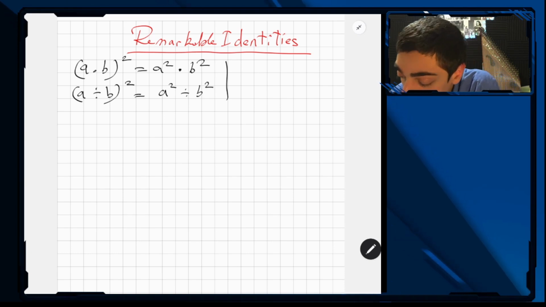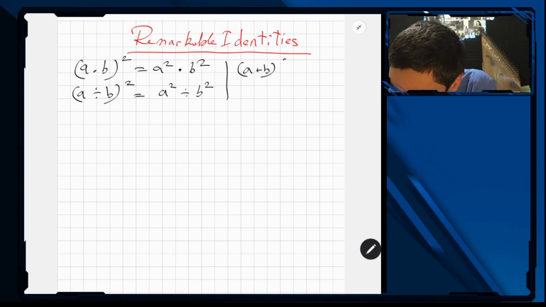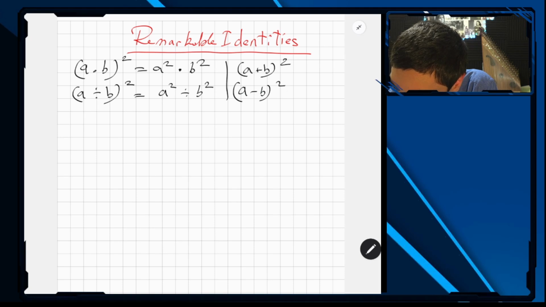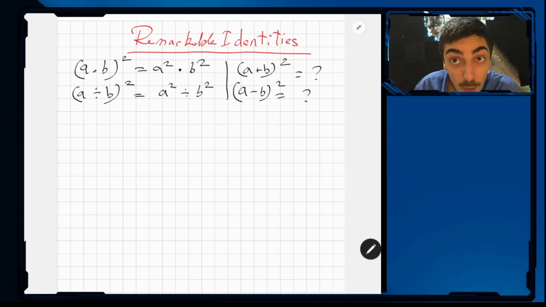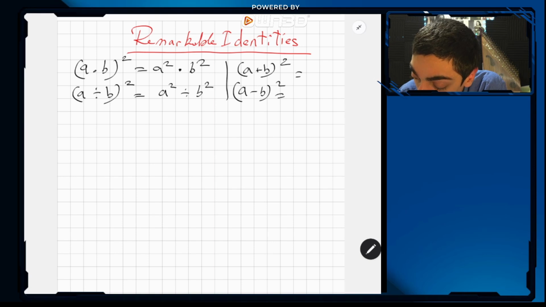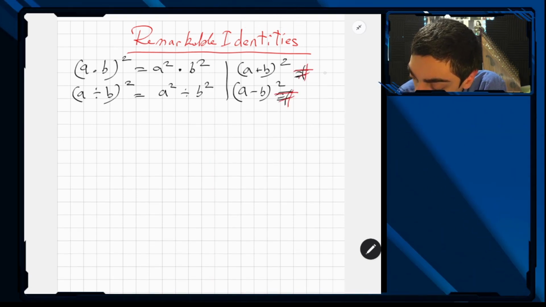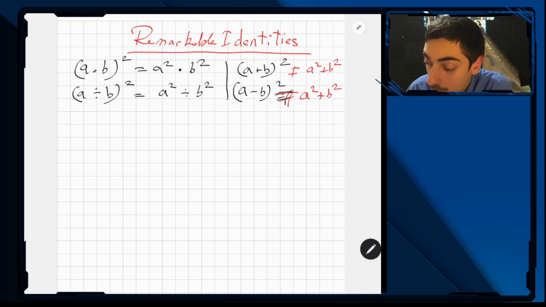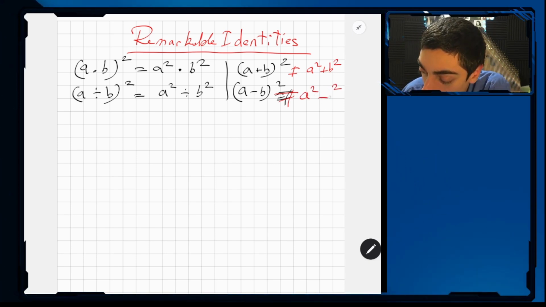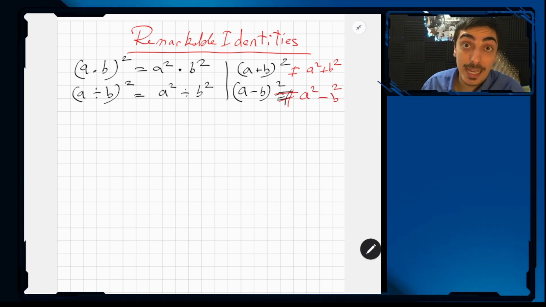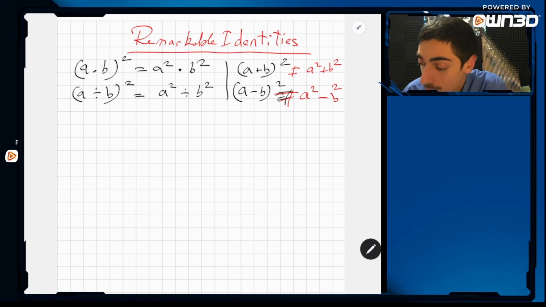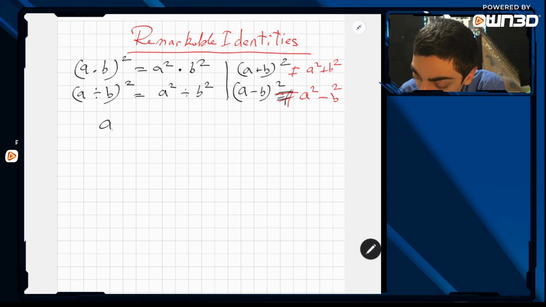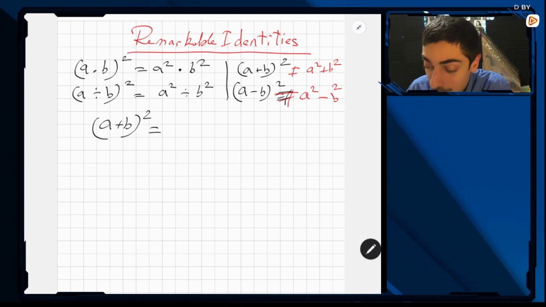Okay. What we don't know is what this is and what this is. And I say we don't know because they are definitely not a squared plus b squared, and definitely not a squared minus b squared here. Never do that again. It's a very common mistake. Don't do it. Okay? So the question becomes, what is a plus b the whole thing squared?